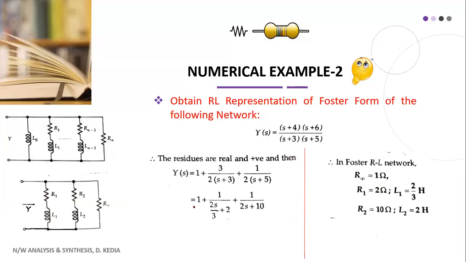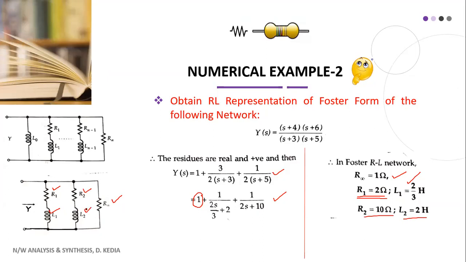See here. So this was what we got in the previous slide. If you solve it clearly, you'll get this representation. And if you compare with the expression that we have obtained, this one is the resistance, which is this one. Okay, so R infinity is 1 ohm. Similarly, if you calculate for R1, this R1 comes out to be 2 ohm. Then L1 comes out to be 2 by 3 Henry. Similarly, R2 and L2 come out to be 10 ohm and 2 Henry respectively.